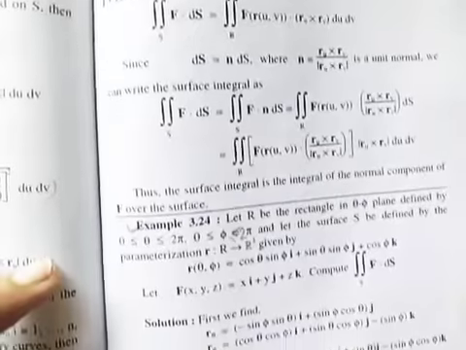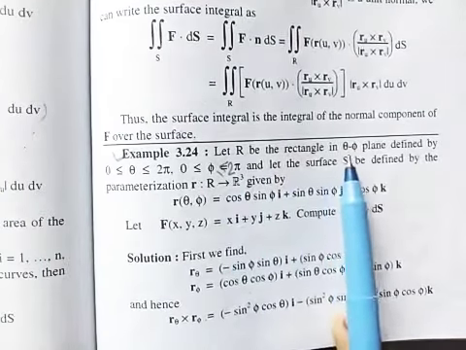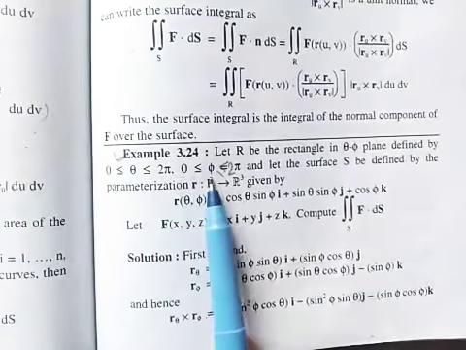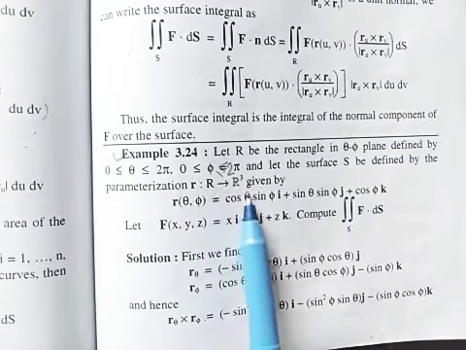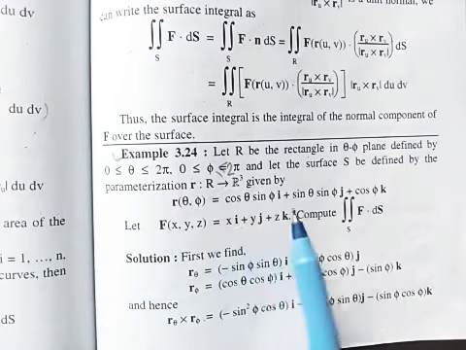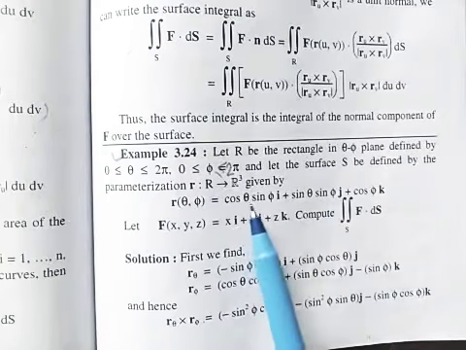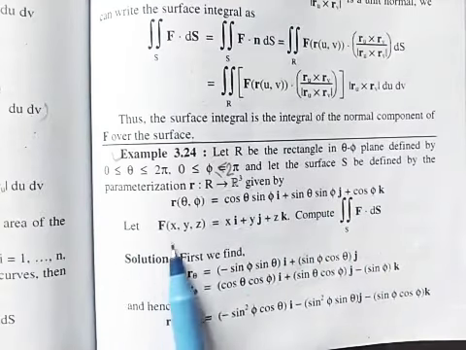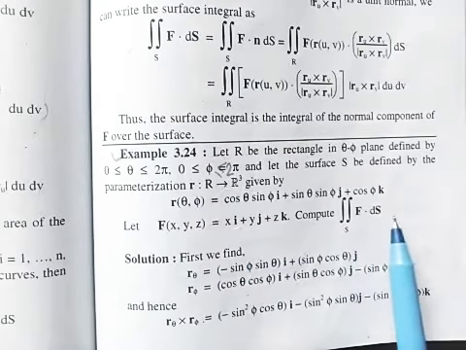Now let us solve the example. Let capital R be the rectangle in theta phi plane defined by theta between 0 to 2 pi, phi between 0 to 2 pi, and let the surface S be defined by the parameterization small r from R to R cube by r of theta, phi is equal to cos theta sin phi i plus sin theta sin phi j plus cos phi k. And what is capital F? It is x i plus y j plus z k. Compute double integral F dot dS.